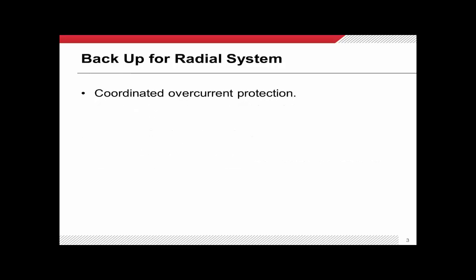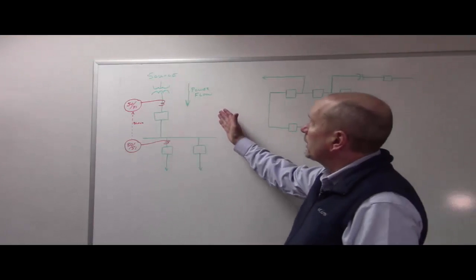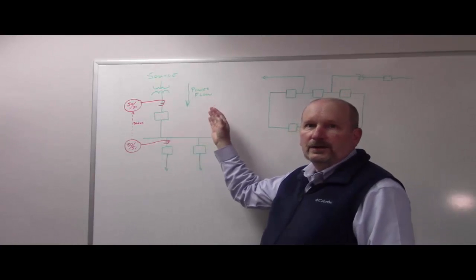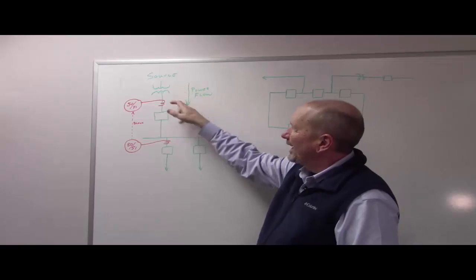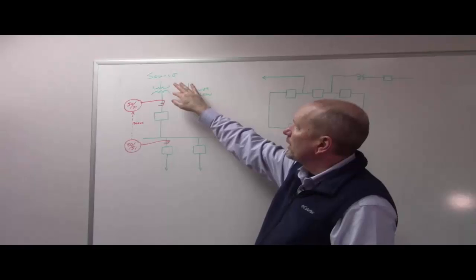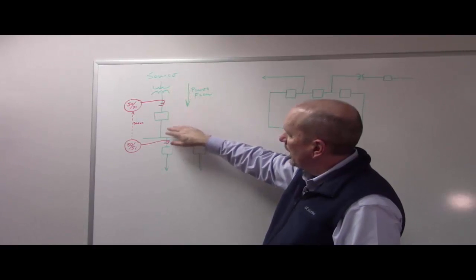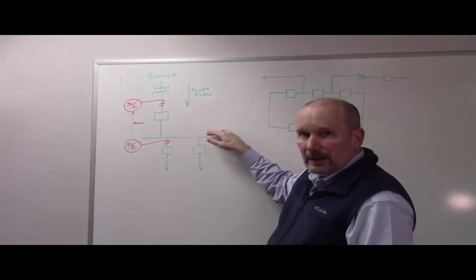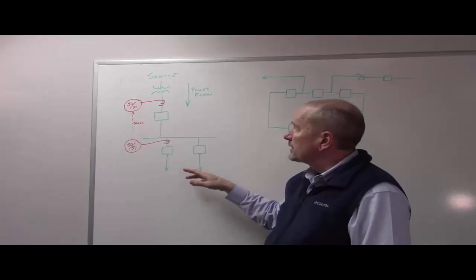Okay, the first thing I want to cover is how we back up breakers in radial systems. What I've drawn here is a basic radial system, a relatively simple concept. We have a source. In this case, I've drawn it like you would have in a distribution substation, where you've got a transformer, you come off it, there's a main breaker, and then a distribution bus with a series of feeder breakers coming off of that bus.